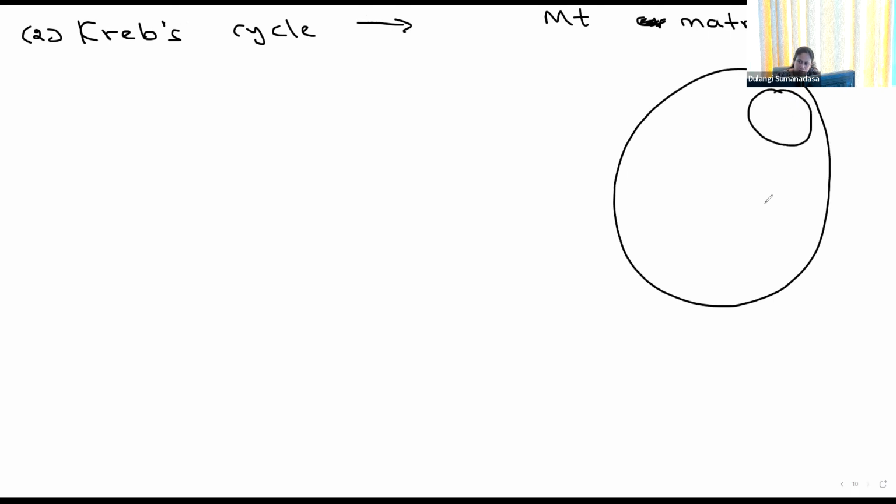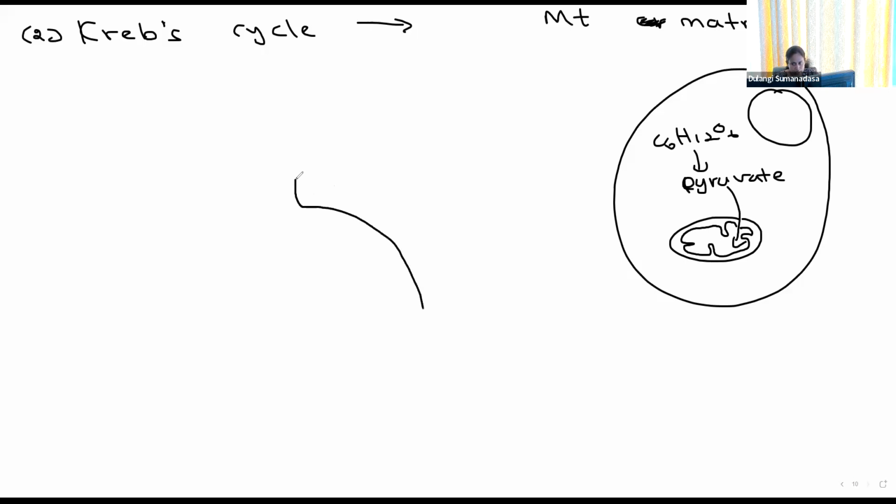So if I draw the cell, pyruvate is the molecule. So we broke down the glucose into pyruvate inside the cytosol. But pyruvate is the molecule that now enters into the mitochondria. So when we draw the Krebs cycle, it needs to be a cycle like the Calvin cycle. So can you just leave some space and draw a circle? Exactly the same as the clockwise cycle.